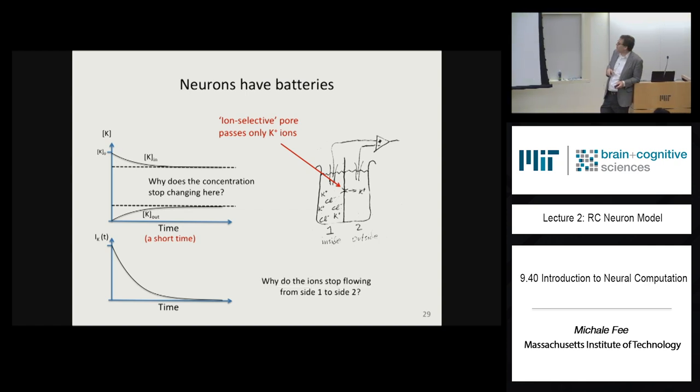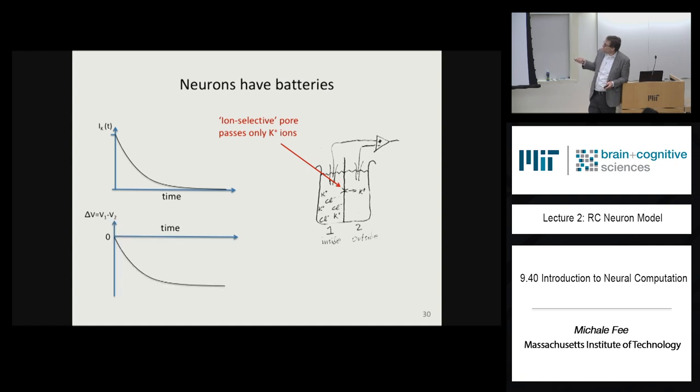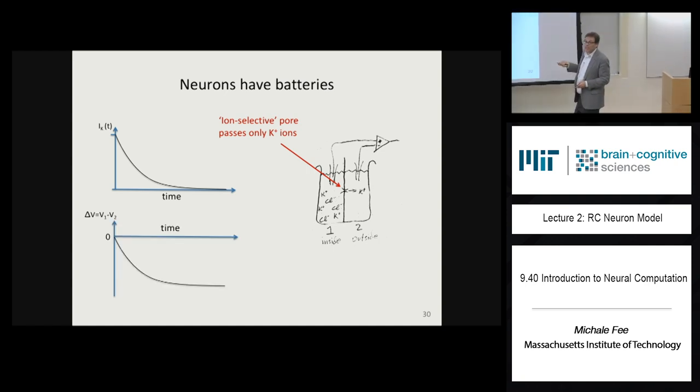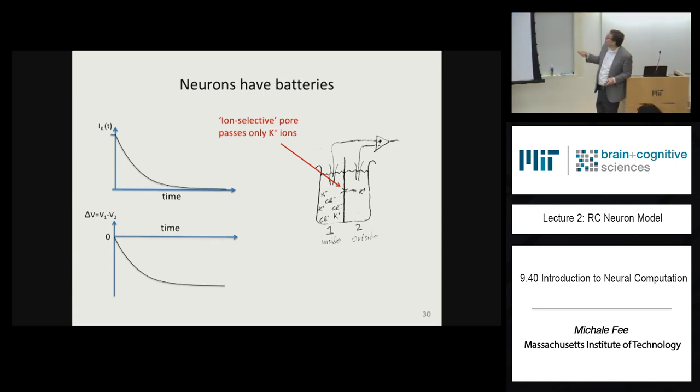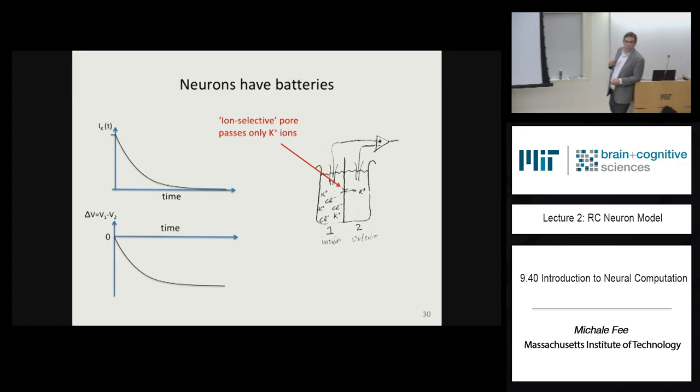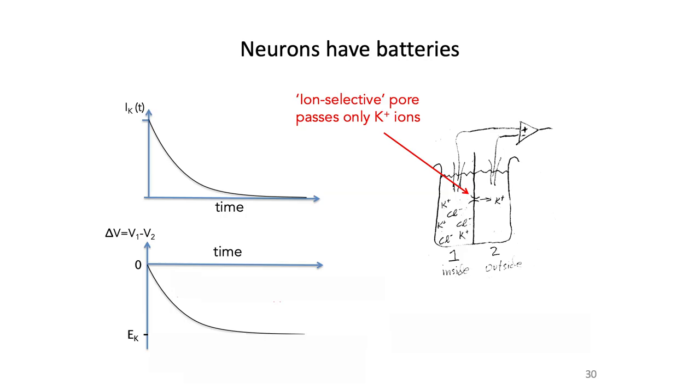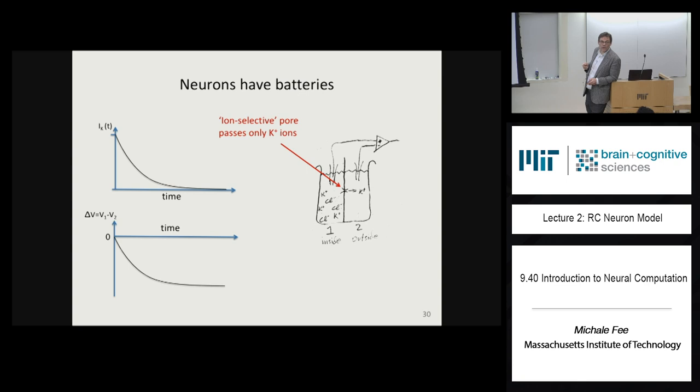So why is that? Well, one hint to the answer to that question comes if we look at the voltage difference between the two sides. What you see is that the voltage difference started at zero, and when we poked that hole, all of a sudden there was a rapidly developing voltage difference across the two sides. Okay? Now why does that voltage go negative? Anybody? What happened when these positive charges started diffusing from this side to this side?